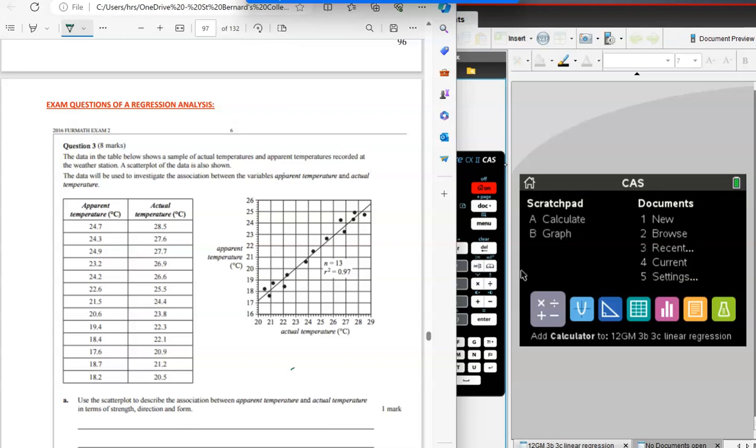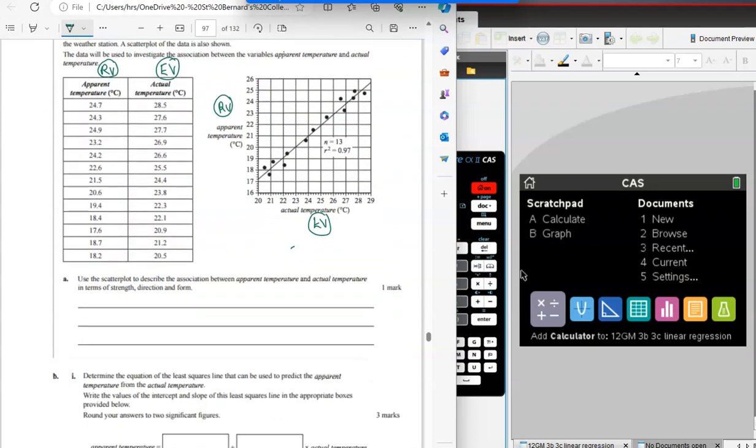So you can see here, I can already see that this is the response variable and this is the explanatory variable. So be careful there. When you look at the table of values, they've actually listed the response one first. So just be careful when you're entering that, make sure you're doing it the right way. It says use the scatter plot to describe the association between apparent temperature and actual temperature in terms of strength, direction, and form.